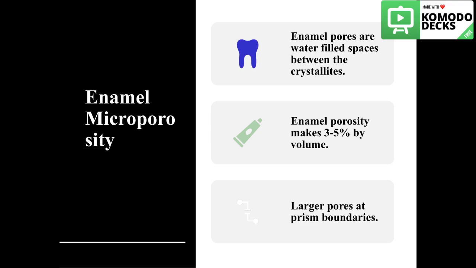As I have mentioned earlier, enamel has some kind of microporosity. The enamel pores are water-filled spaces between the crystals. They make 3 to 5% of the volume of the enamel. Larger pores are found at the prism boundaries because, as we have seen in the slides and in the pictures, at the boundaries of the prisms or the crystals there is deviation in the angles, at the boundaries and at the tail.